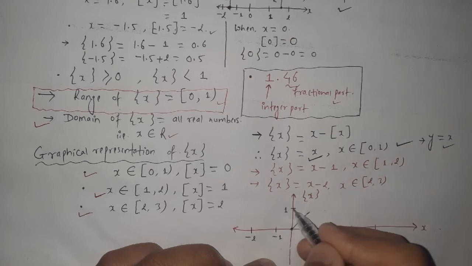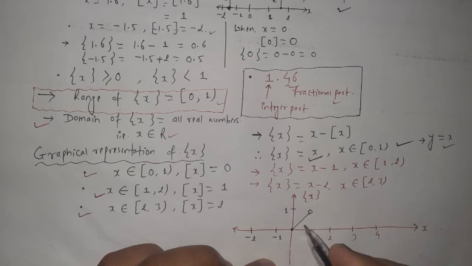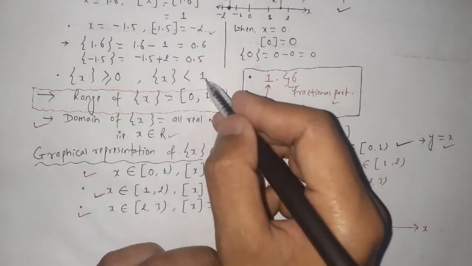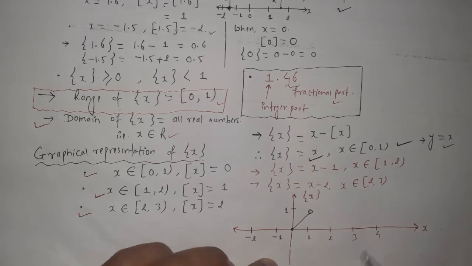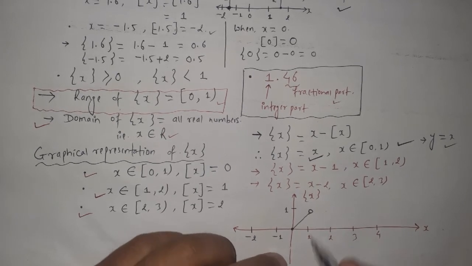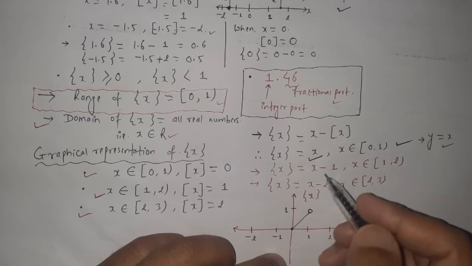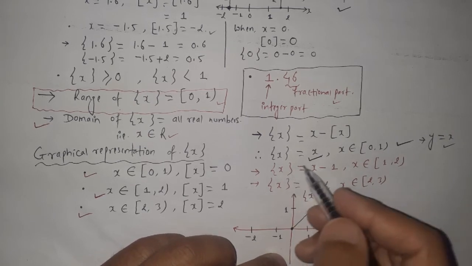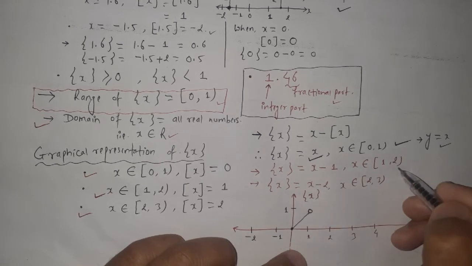Here is the 1, and the value of the fractional part function is not 1. It is not equal to 1. It is less than 1. So here should be the open circle. This is the graph for this first function. Similarly, we can plot the other values also.